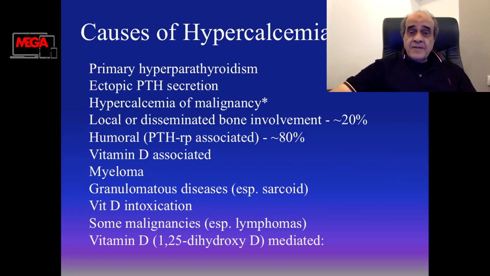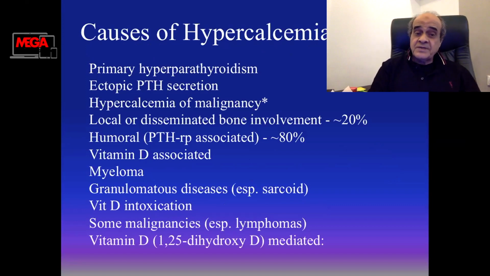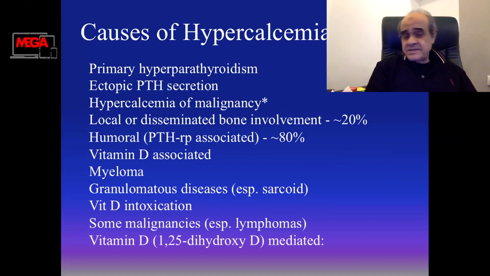The causes of hypercalcemia in general: primary hyperparathyroidism, ectopic parathyroid hormone secretion, hypercalcemia of malignancy, and this is very important really. Local or disseminated bone involvement, humoral parathyroid hormone related protein associated in 80% of them, vitamin D associated, multiple myeloma, granulomatous disease like sarcoid. But in this patient, he is exhibiting normal chest X-ray and I think no sign. Vitamin D intoxication, some malignancy like lymphoma, 1,25 dihydroxyvitamin D. All this can cause hypercalcemia.